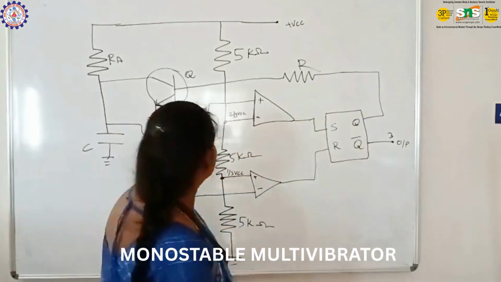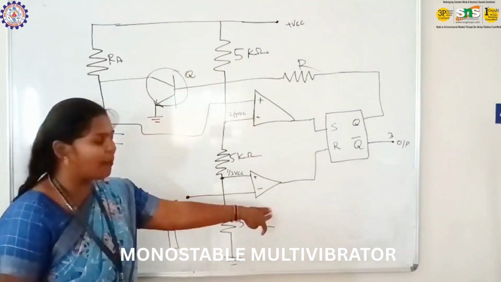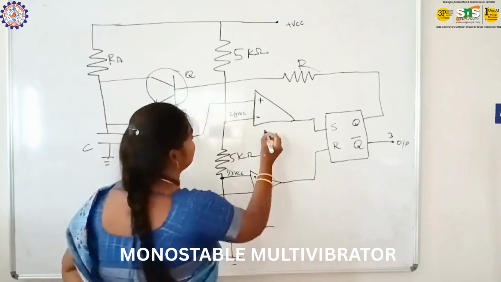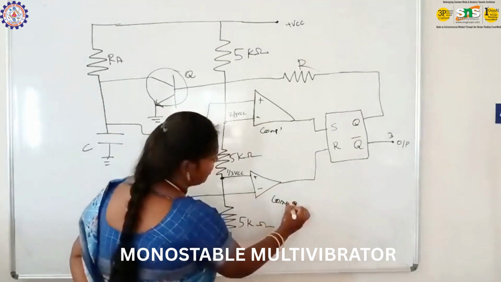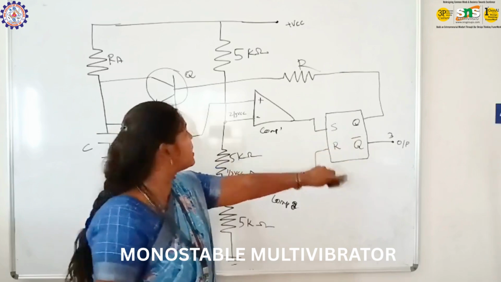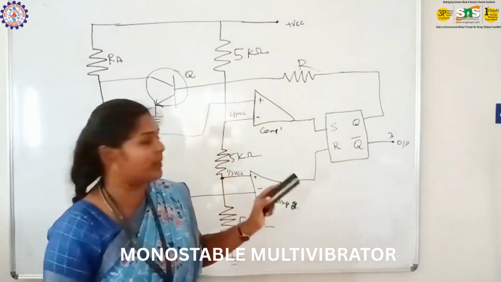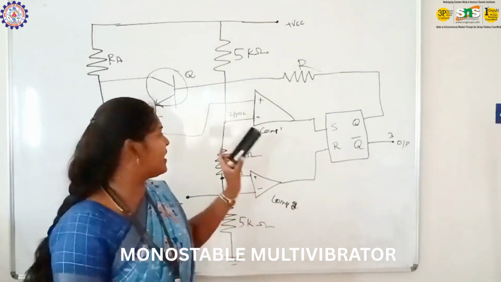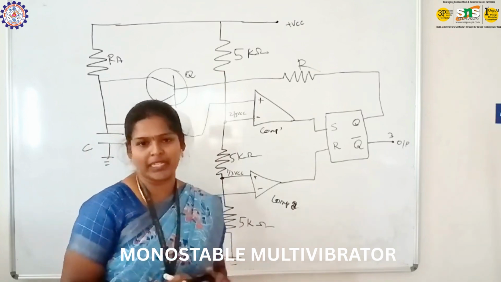Okay. So this is the diagram for this monostable multivibrator. Here we have one transistor and two op-amps, which we consider as comparators. This is comparator 1 and this is comparator 2. And we have an SR flip-flop, and R_A and C are the components of this monostable multivibrator. Here we use three resistors of 5 kilo ohm each, so it is called a 555 IC in the monostable multivibrator circuit.